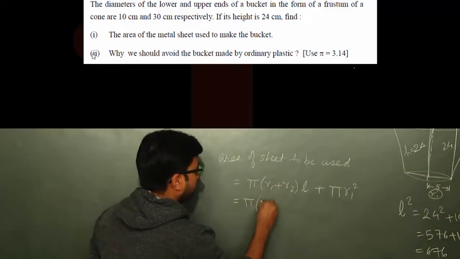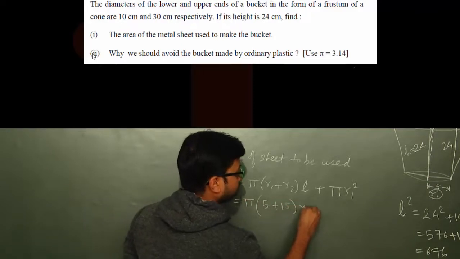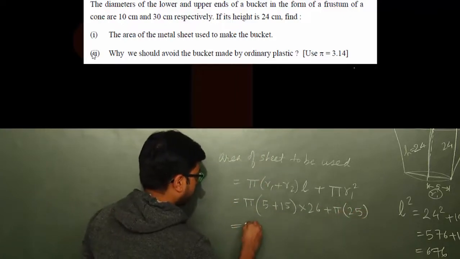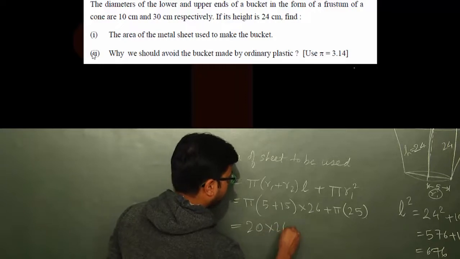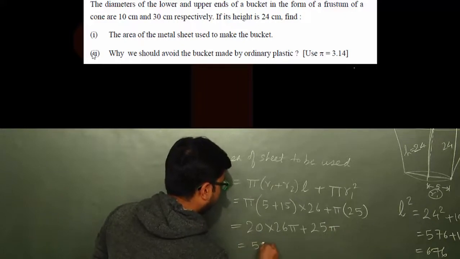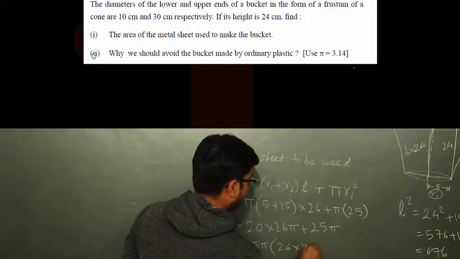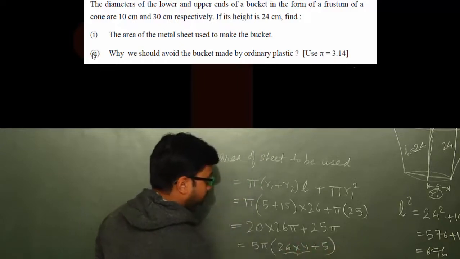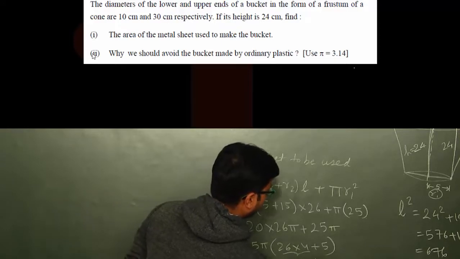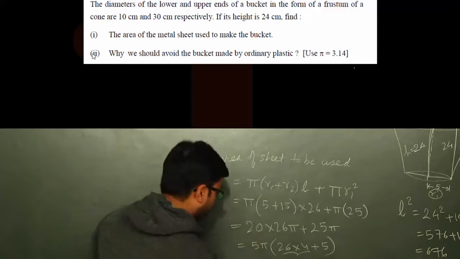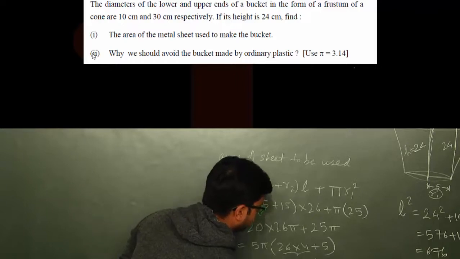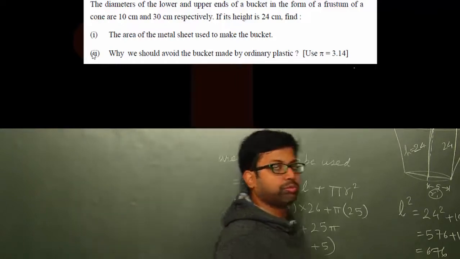So this will be pi into 5 plus 15 into 26, plus pi r square, which is 25 pi. So this will be 20 into 26 pi plus 25 pi. You take 5 pi common and you have 26 into 4 plus 5. This is 104. 104 plus 5 is 109. So you have 109 into 5 into 3.14. We have to take pi as 3.14 and you get 1711.3 centimeter square. So this is going to be the area of sheet that is going to be used to make this particular bucket.